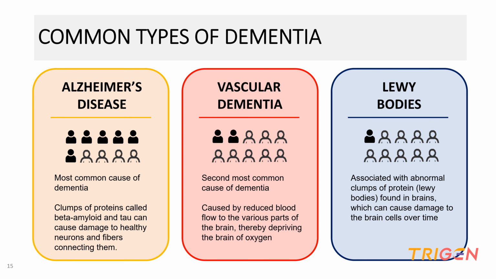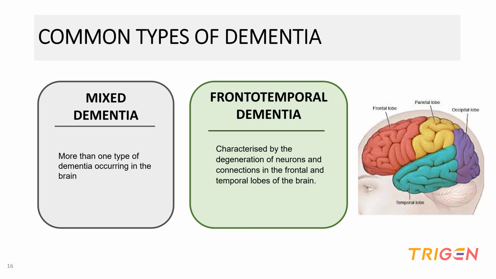Next up, we have Lewy body dementia. This is associated with abnormal clumps of protein, causing damage to the brain cells as time progresses. The last 2 types of dementia that I would like to share are mixed dementia and frontotemporal dementia. As the name suggests, mixed dementia means that more than one type of dementia is occurring in the brain. For example, the presence of both Alzheimer's disease and vascular dementia can occur in an elderly.